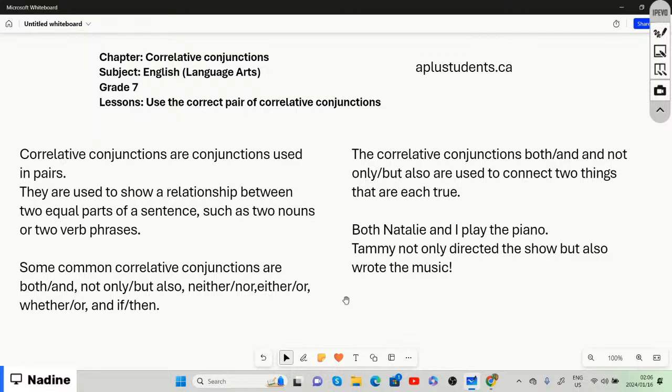All right. So correlative conjunctions are conjunctions that are used in pairs. They're used to show a relationship between the two equal parts of a sentence, for example, such as either two nouns or two verb phrases.